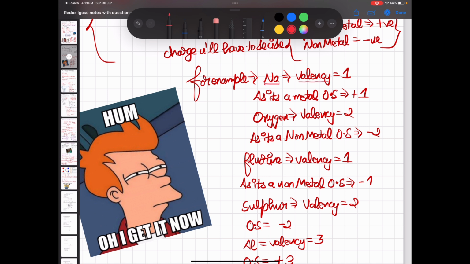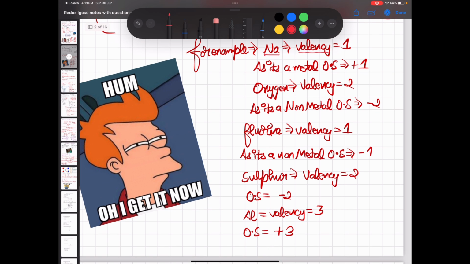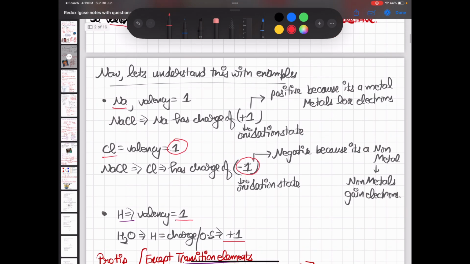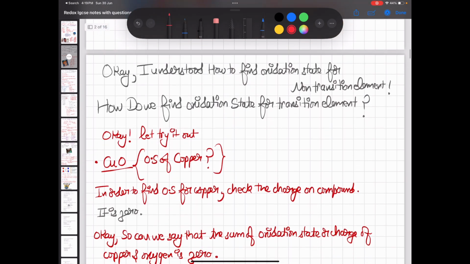Another example for all of you, sulfur. What is the valency? 2. Oxidation state will be negative 2 because it's a non-metal. Another example, aluminium, valency is 3. What will be the oxidation state or charge? Positive 3 because aluminium is a metal. Metals want to lose electrons, and if there is loss of electrons, positive charge builds up. Now this must be clear to all of you. Moving on.